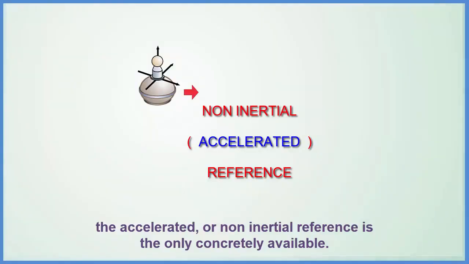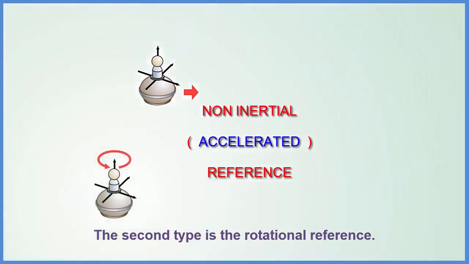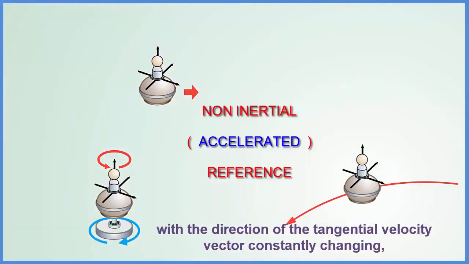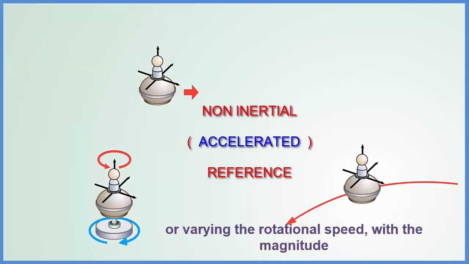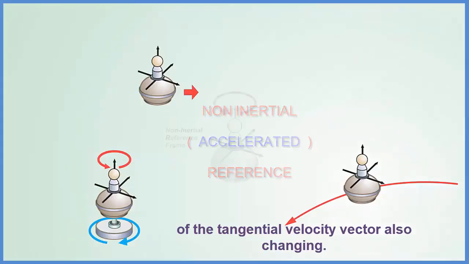While the not accelerated or inertial reference system is conceptual, the accelerated or non-inertial reference is the only concretely available. The first type is the one that is accelerating in a straight path. The second type is the rotational reference. The third type moves in a curvilinear path at constant rotational speed, with the direction of the tangential velocity vector constantly changing, or varying the rotational speed with the magnitude of the tangential velocity vector also changing.